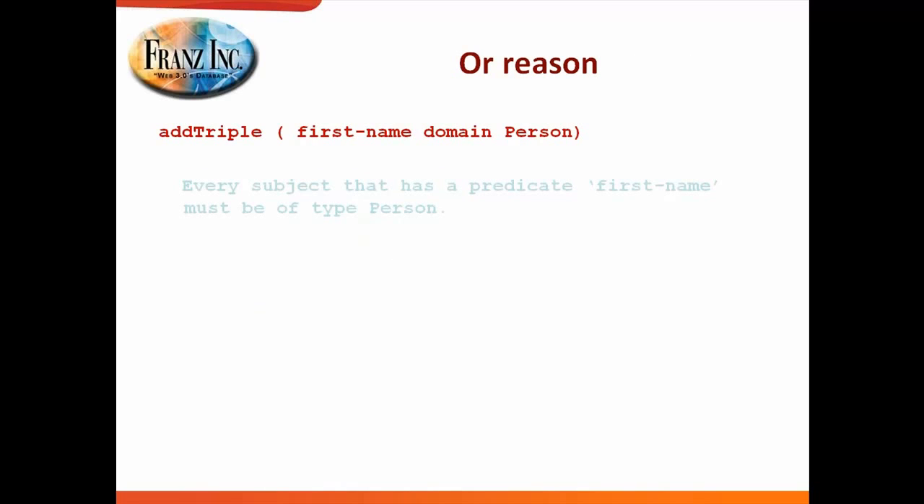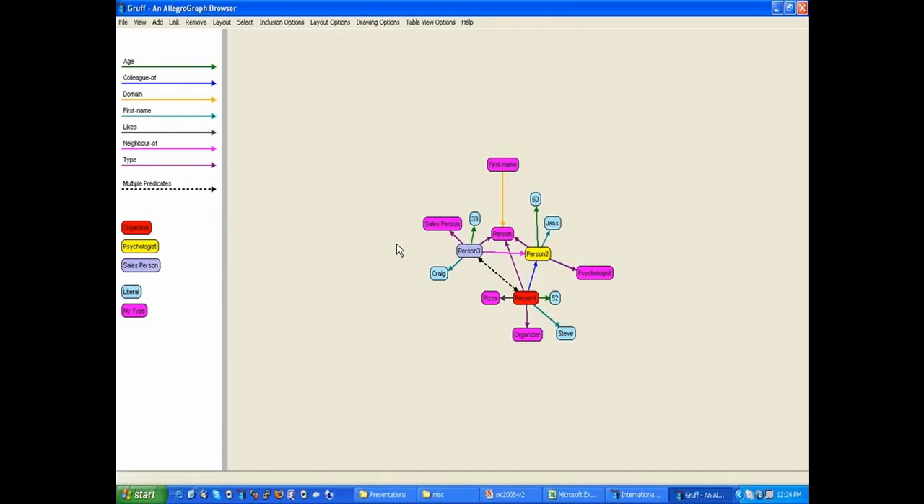Now, one other characteristic of triple stores is that they do reasoning, and this is the smallest reasoning tutorial on Earth. Basically, I say here that with this triple here, I say that every subject that has a predicate first name must be of type person. And if I add this triple to the database, then suddenly I see that person 3 and person 2 and person 1 are all of type person. Just by having this one little triple, I now suddenly have more information in my database.